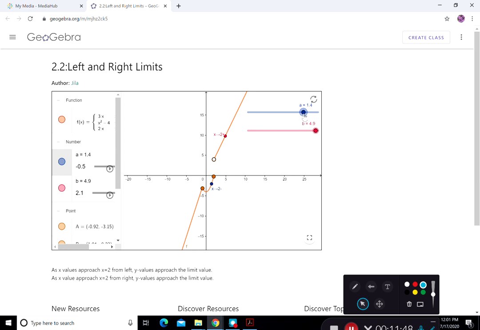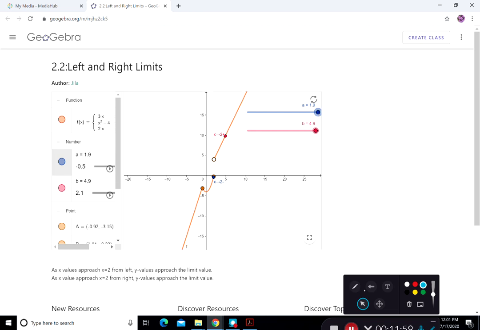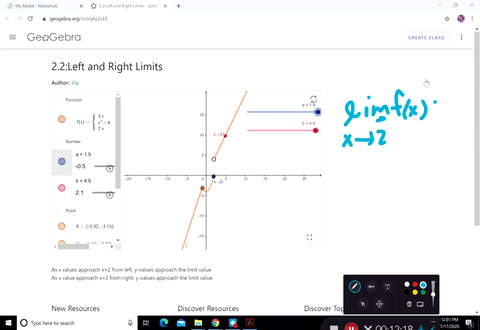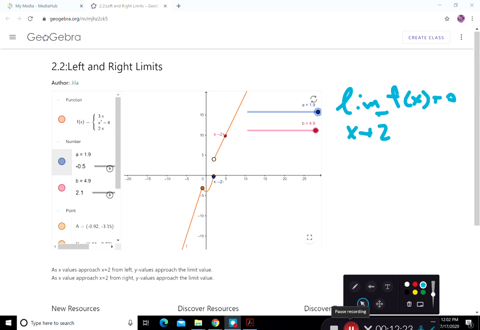See, the y value is getting closer and closer to 0, basically. So the left limit as x approaches 2 from the left side of f of x is equal to 0. And then the next question is, what about the limit as it approaches from the right side?